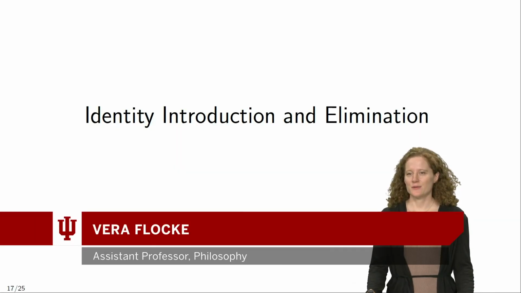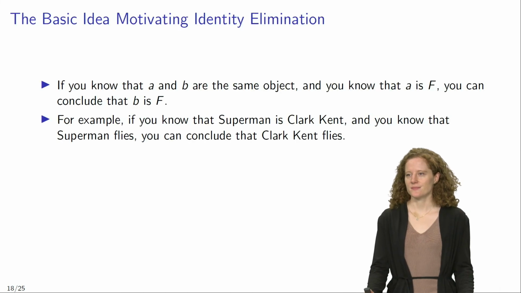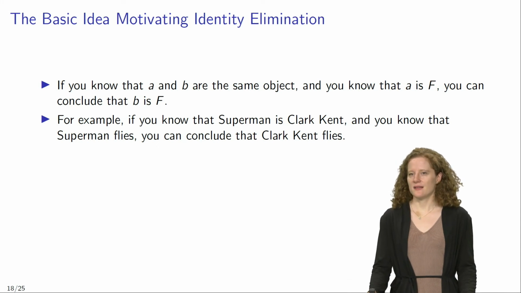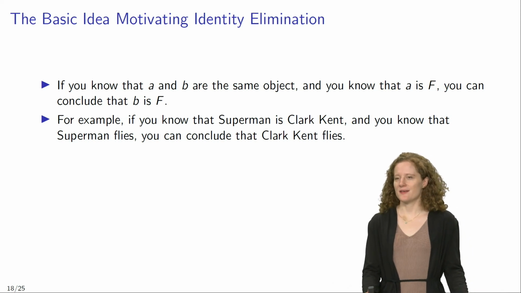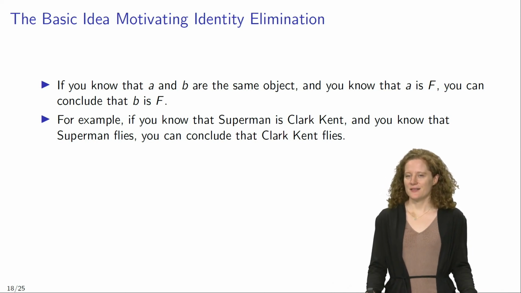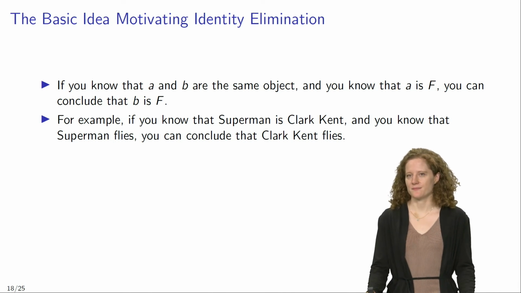The final two rules that we are going to acquire in this course are identity introduction and identity elimination. The basic idea motivating identity elimination is as follows. If you know that A and B are the same object, and you know that A is F, then you can infer that B is F. So for example, if you know that Superman is Clark Kent, and you know that Superman flies, then you can conclude that Clark Kent flies.